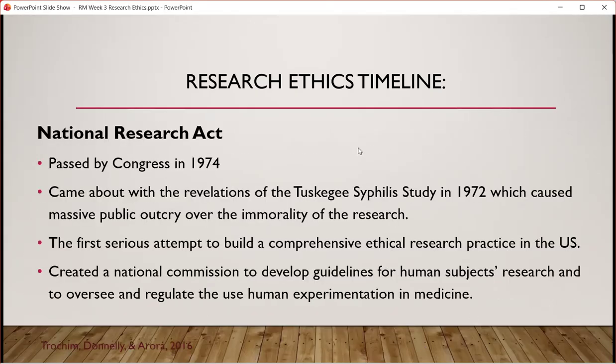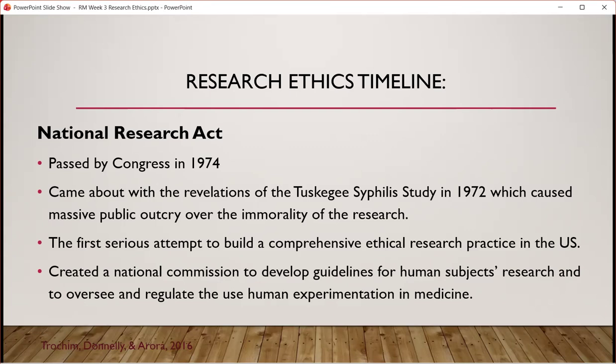We also have the National Research Act that was published or passed by Congress in 1974. As I said earlier, it came out of the revelations of the Tuskegee syphilis study in 1972, which just caused massive outcry over the immorality of the research, and I would argue the researchers. It was the first serious attempt in the United States to build a comprehensive ethical research practice.